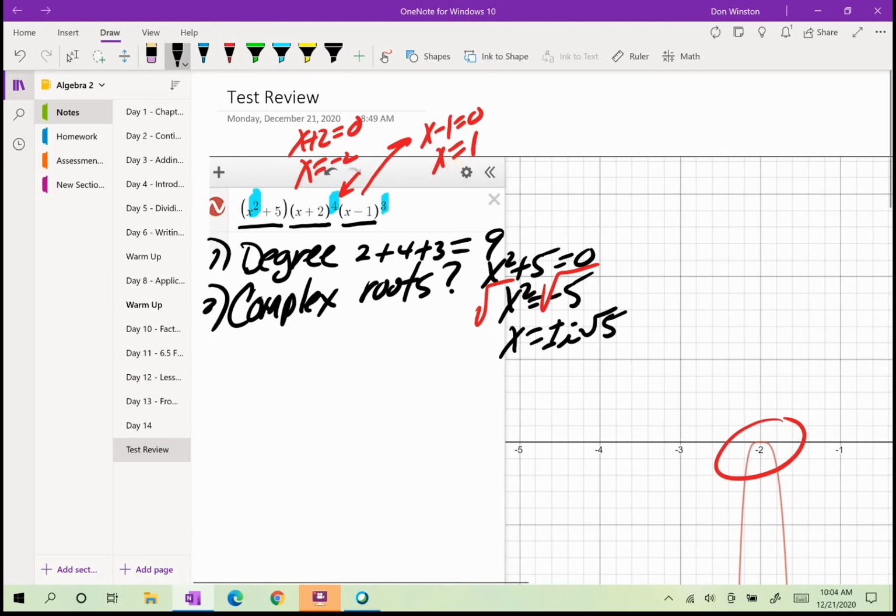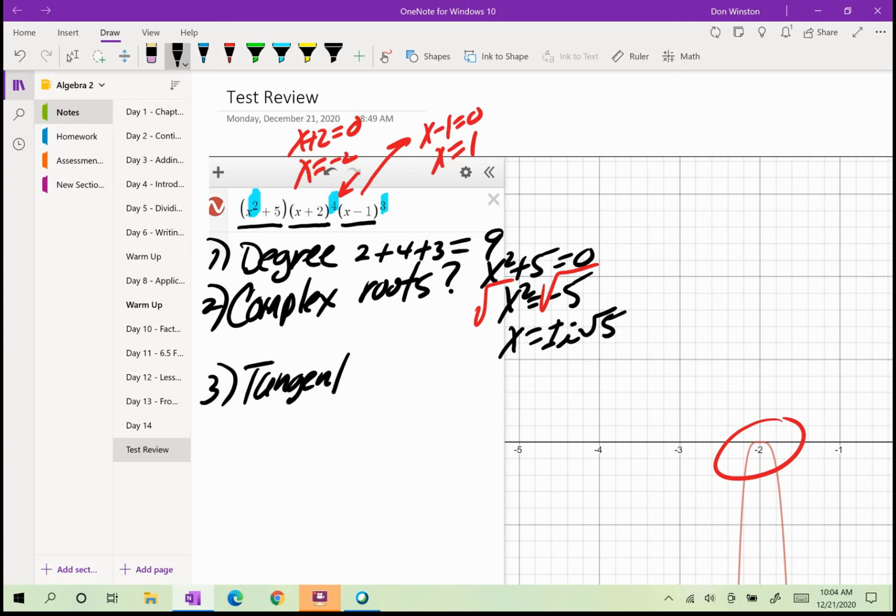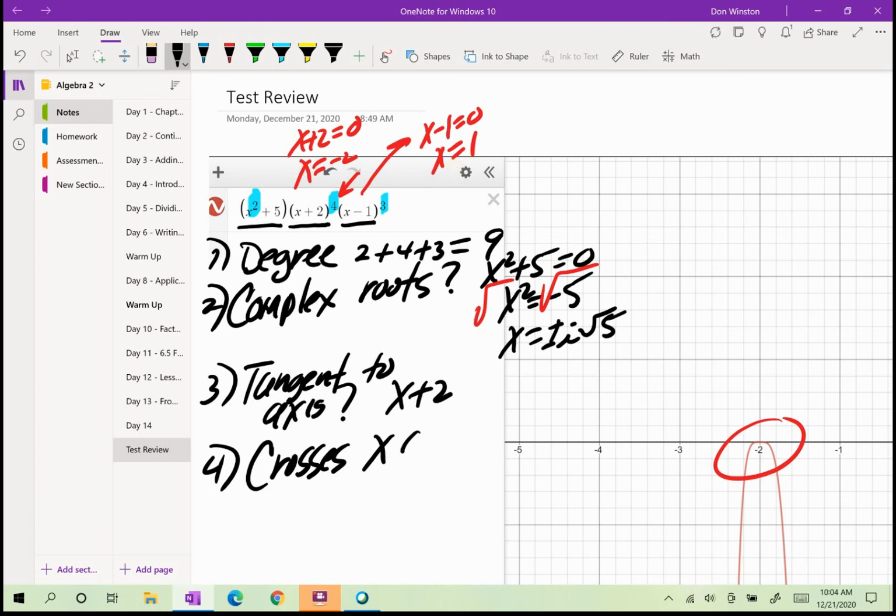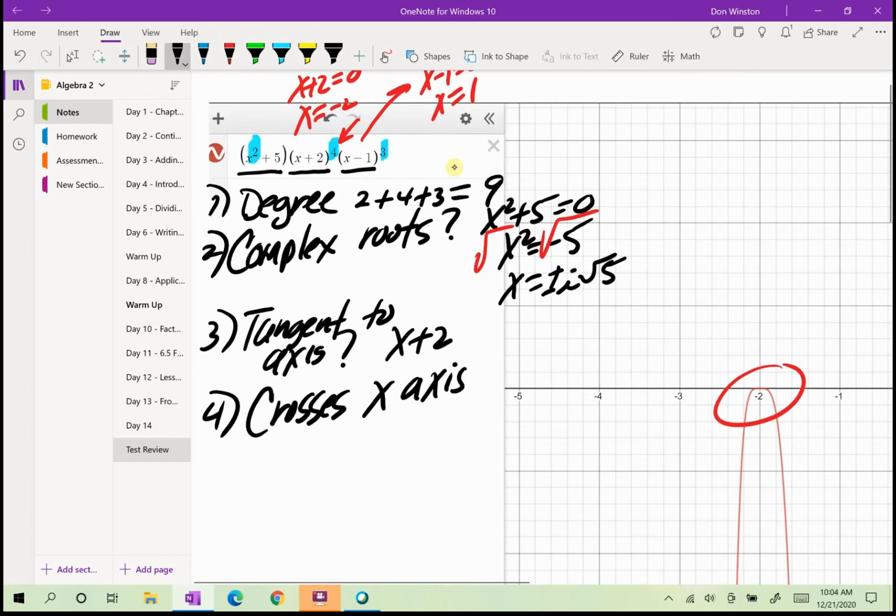Okay, so which factor will be tangent to the x-axis? And again, questions you'll have on your test, that will be x plus 2, because it's raised to an even exponent, 4. And then which one crosses the x-axis? Well, that would be x minus 1, because it has an exponent that's odd. Okay, so factors that are tangent will have even exponents, and factors that cross the x-axis will have odd exponents. So x minus 1 to the third, 3 is odd.